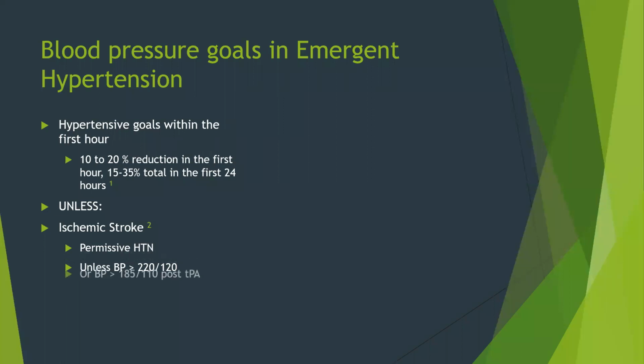If there's TPA as well, after TPA, you're going to want 185 over 110. That's to decrease the risk of hemorrhage afterwards. So you do have different goals here in ischemic stroke. The second condition where you don't want that 10 to 20% reduction is hemorrhagic stroke. Here, regardless of how high their blood pressure was, sorry, my slide is lagging here.